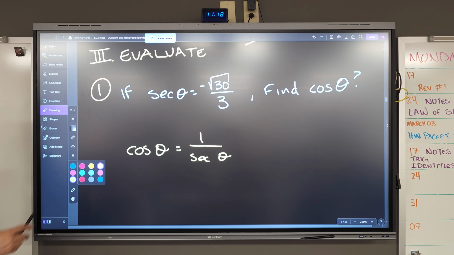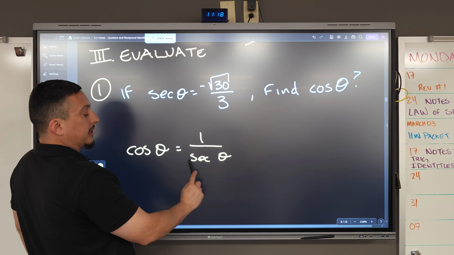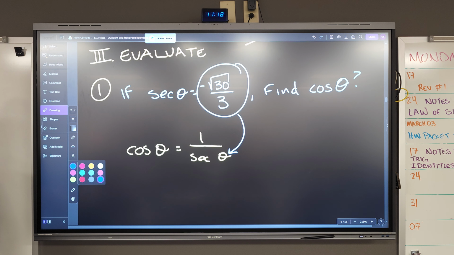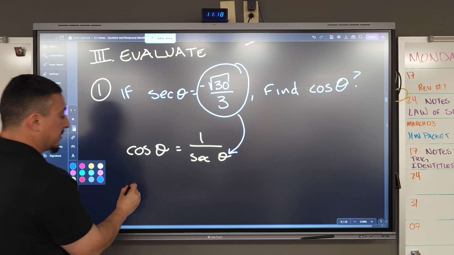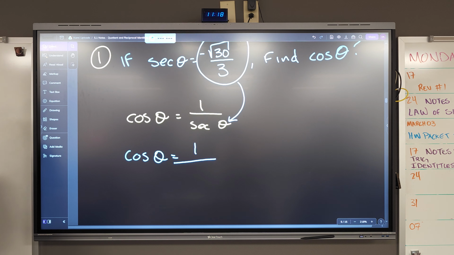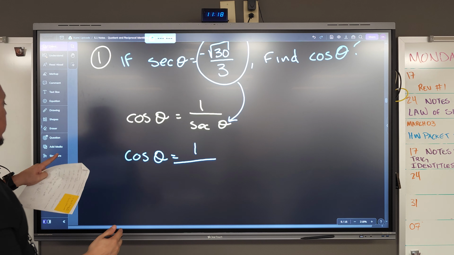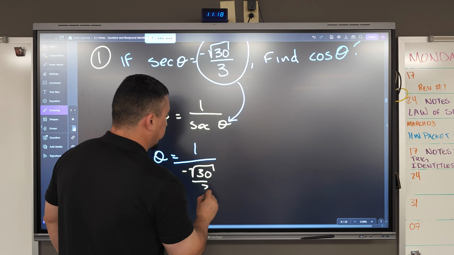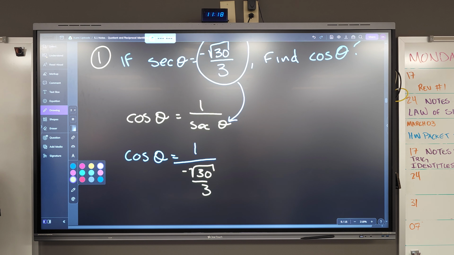Okay. Now, notice I do know what secant is. So I'm going to put this right there because I know that that's that. Secant theta is that number. Okay. So cosine theta equals 1 over, I'm not going to write secant theta this time, I'm going to write what secant theta is. Secant theta is equal to negative square root of 30 over 3. That makes sense, the difference here, you're actually substituting the number that it equals.